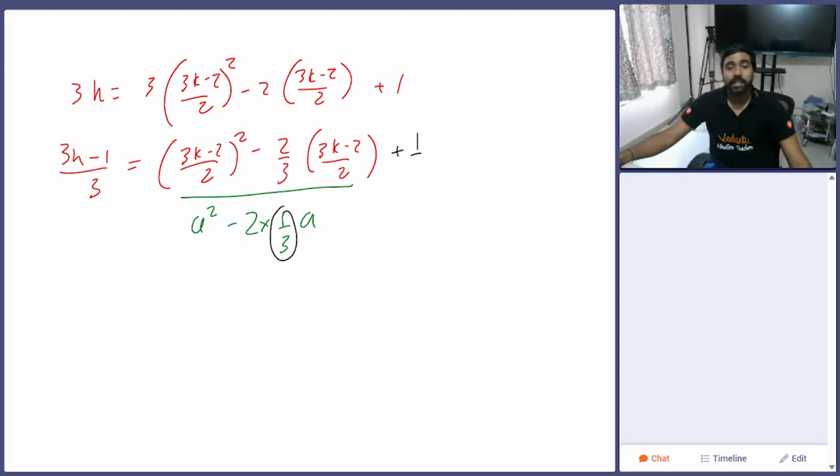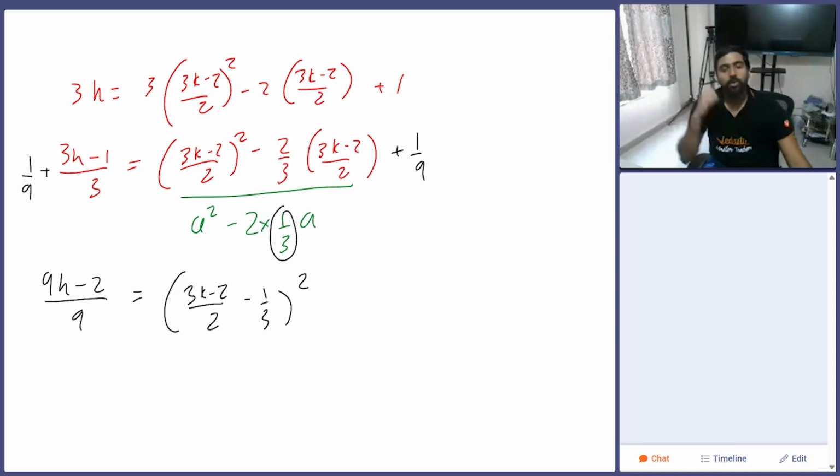So to complete the square, what do I need? I need B square. But I can't just add 1 by 3 ka square, 1 by 9, just on one side. Both the sides I'll have to add it on. So now, what do we have over here? This one, if you simplify, you will get something on the lines of 9H minus 3 plus 1, that is minus 2 divided by 9. That's equal to, over here, what do you have? Over here, you will have (3K by 2 minus 1 by 3) ka whole square is the final format that you will get over here. 3K minus 2 by 2 minus 1 by 3, the whole square.